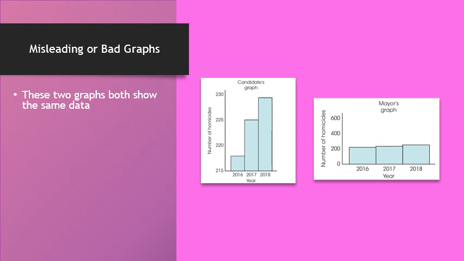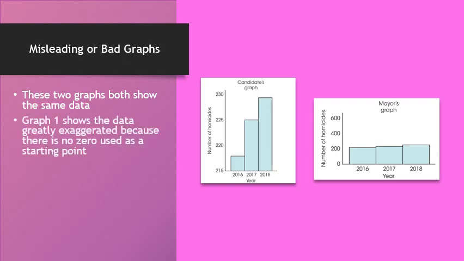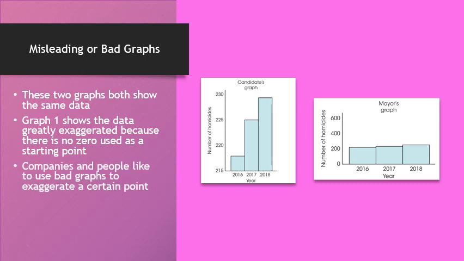Well, the one on the right is actually correct because it starts with 0 and goes up. The one on the left starts at 215 and only goes to 230. They're only emphasizing the very top part of the data, so it makes the data look skewed, and it looks bad and misleading. So you want to make sure you have a 0 starting point when you have a graph.